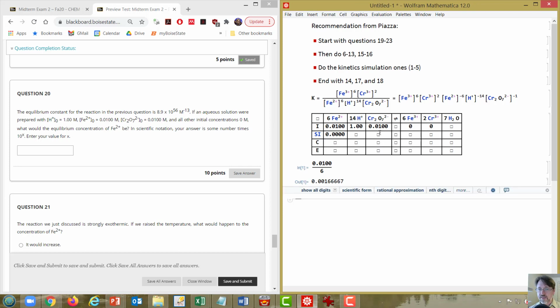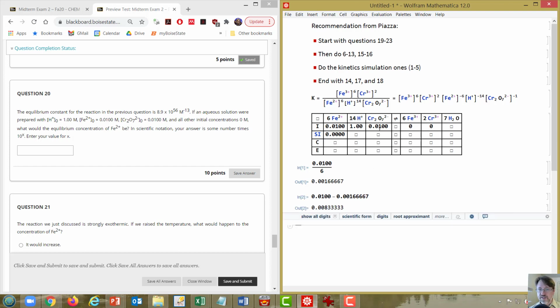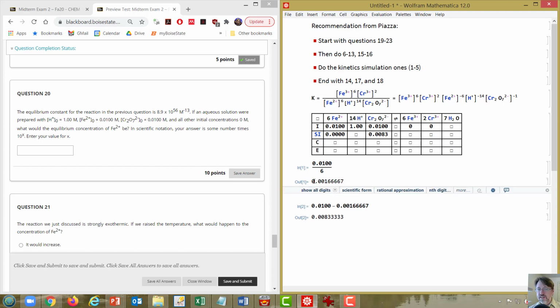And so we find that our dichromate is going to be 0.0100 minus 0.0016667, extra 6 in there. We see what that is, and we have 0.0083, and that's the right number of sig figs for this. Now that we have this, because this is how much of something with a stoichiometric coefficient of 1 is, that will tell us what to do with everything else.